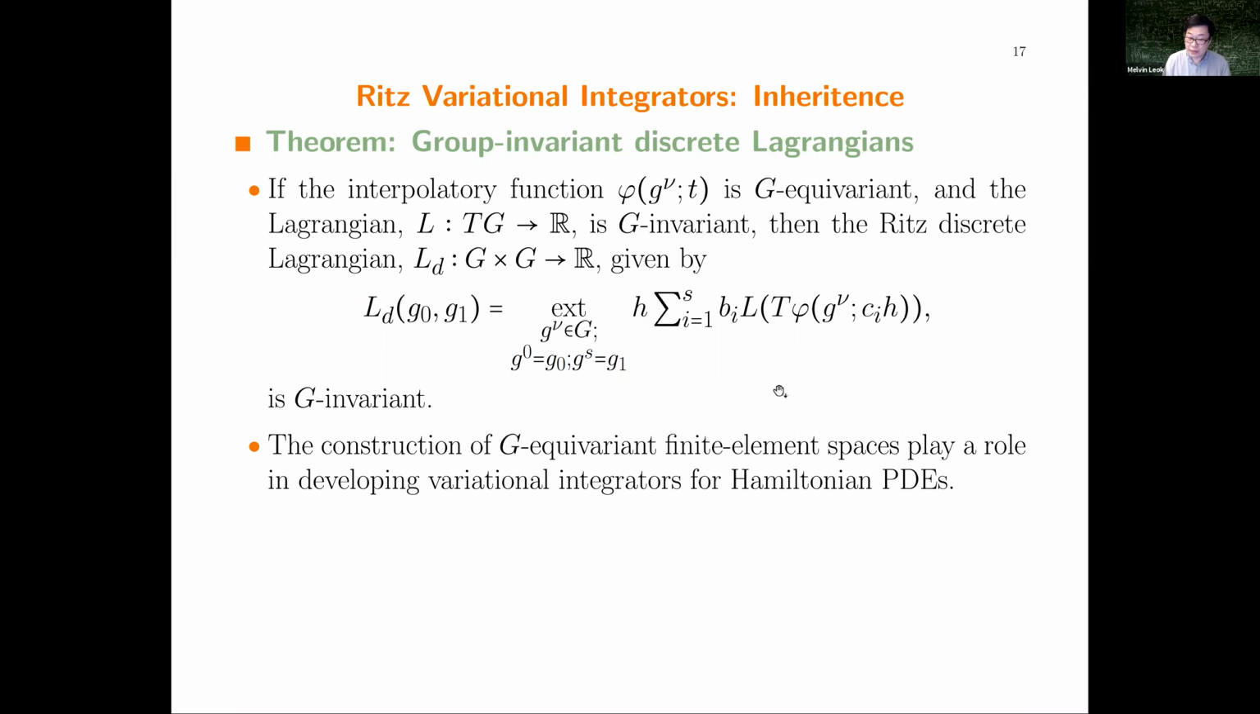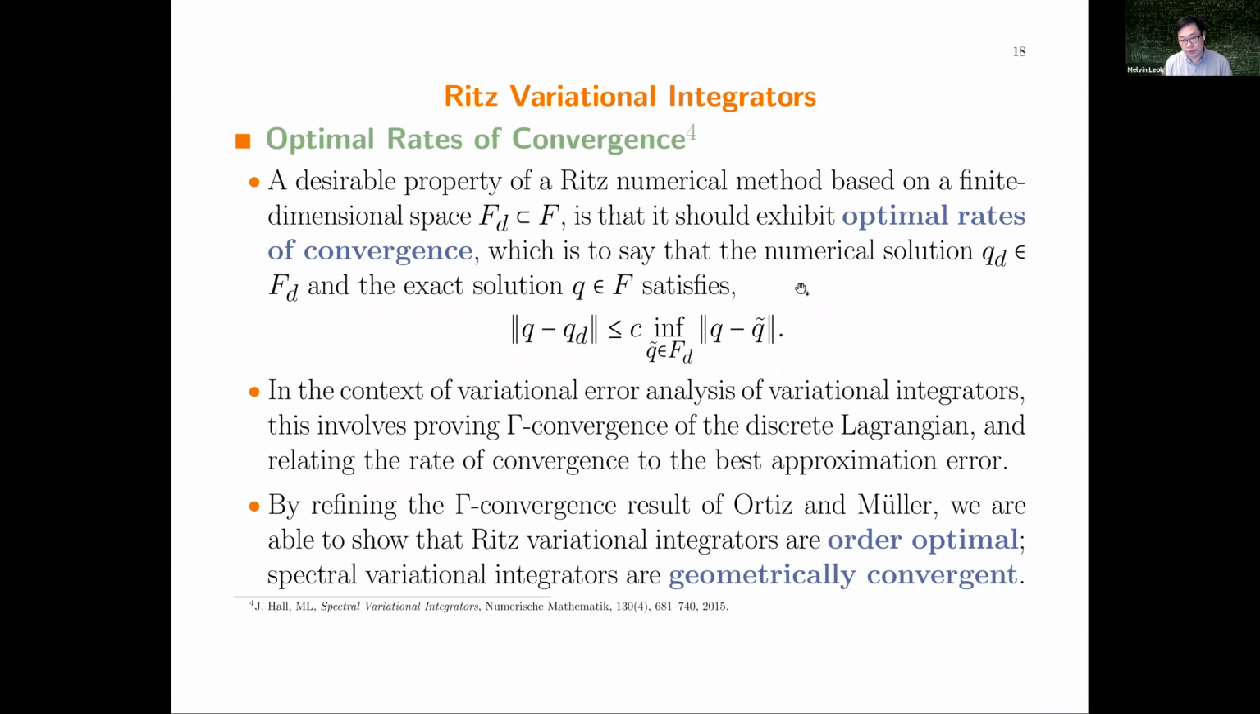This is easy to do in the ODE setting. It's a little bit more complicated in the PDE setting, but there are ways to deal with that, which I won't go into. And then the other thing is optimal rates of convergence. The basic idea is that if you construct a Ritz method out of a choice of function space, then it's very natural to ask whether the numerical method you've constructed has an optimal rate of convergence, which is to say that the numerical error is bounded from above by some multiple of the best approximation error.